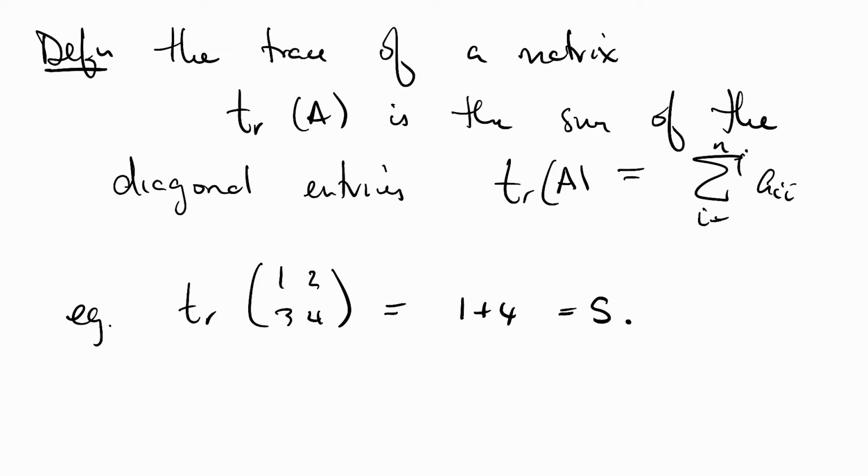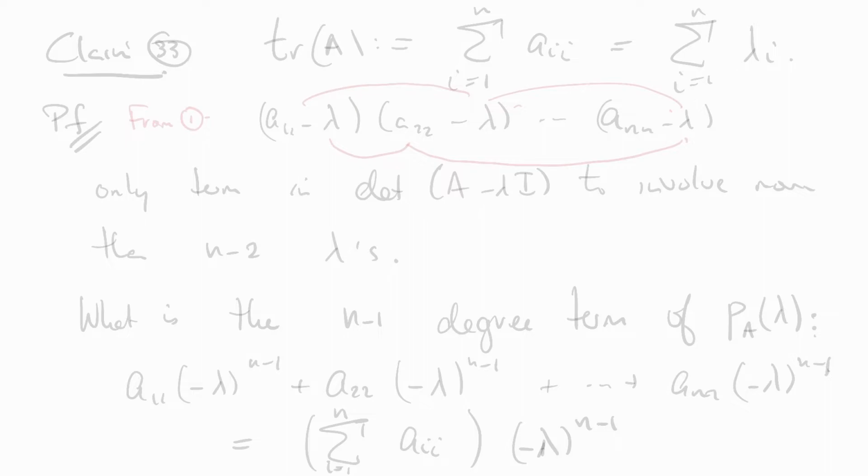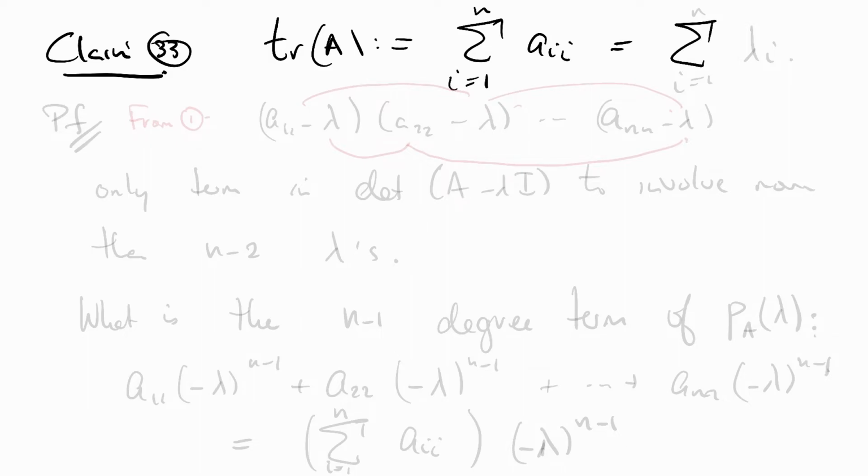Claim 33 is about the relationship between the trace of a matrix and the eigenvalues. Claim 33: the trace of A is, well, it's defined to be this sum. We are claiming that it's also the sum of the eigenvalues. This might require some proof, so let's prove it.